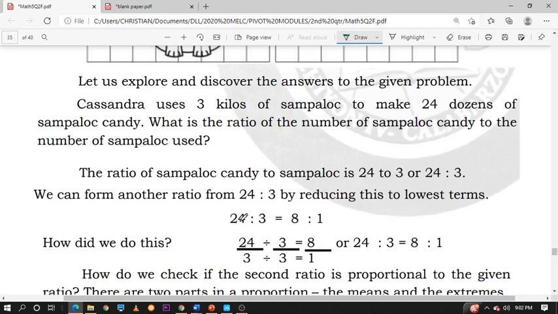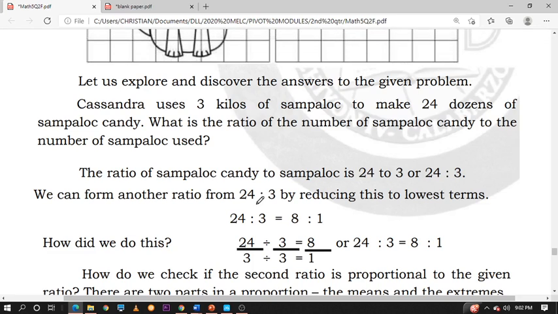We can form another ratio from 24:3 by reducing this to lowest terms. So, kung naaalala pa yung lowest term, hanapin natin GCF at yung pinakadulo, yung wala na tayo pwedeng i-divide, yun na yung ating lowest term. So, pag ni-lowest term natin 24:3, magiging 8:1.